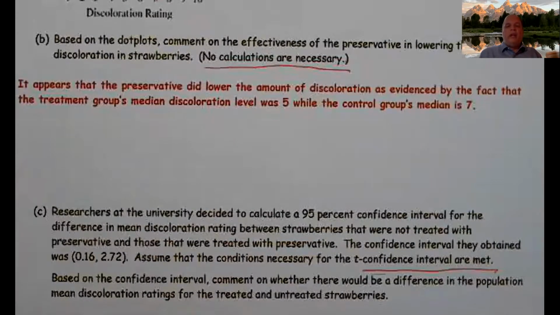It's a good thing to tell us. They're saying that, hey, we had a right to run the test. Everything was done right.